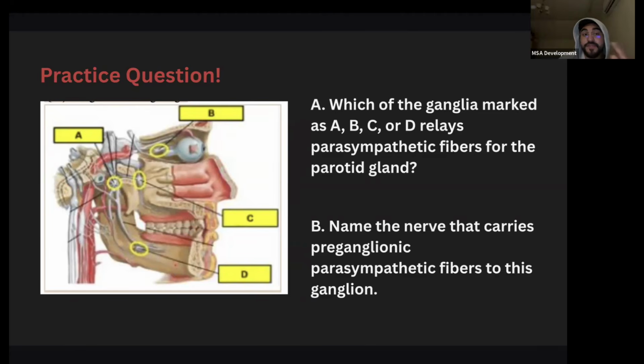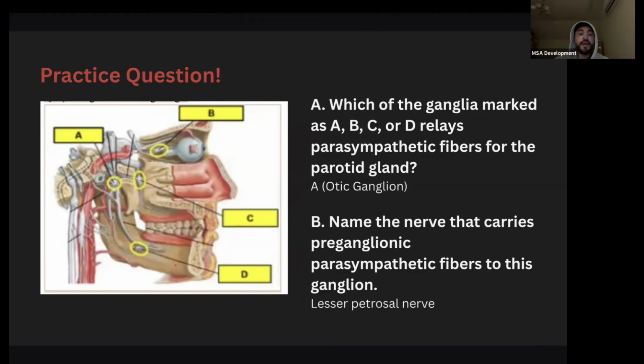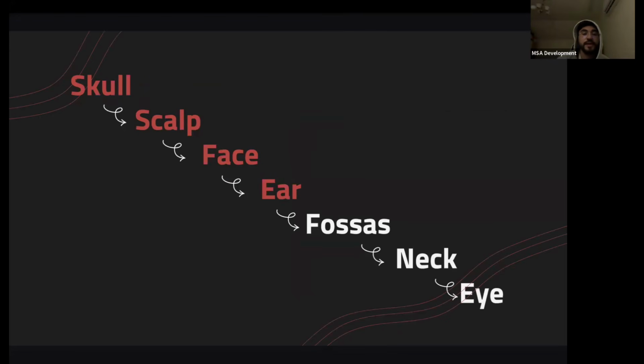So it's going to be A. And what is it called? It's going to be called the otic ganglion. And again, the preganglionic one is going to be the lesser petrosal nerve. The postganglionic one is going to be the auriculotemporal nerve. So it's very important.